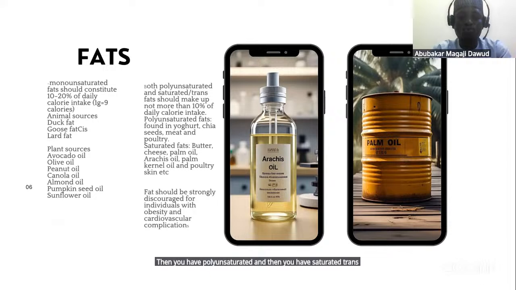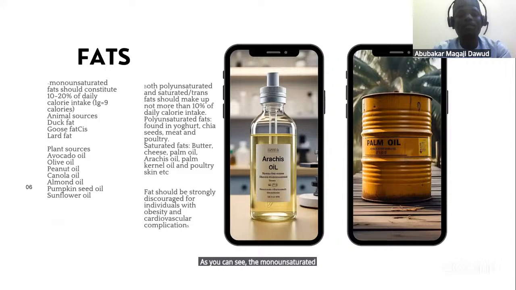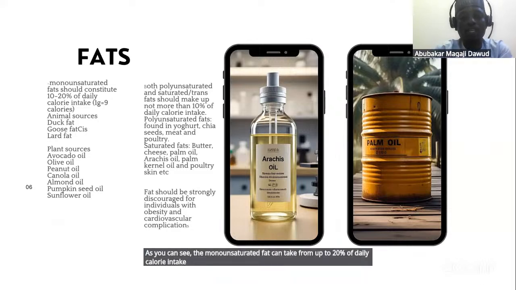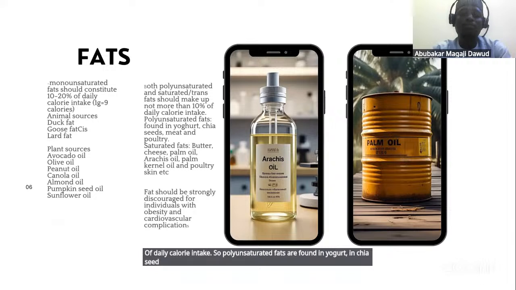And these two combined should not be more than 10% of the daily calorie intake of a diabetic patient. As you can see, the monounsaturated fat can take up to 20% of daily calorie intake, but polyunsaturated and saturated trans fats should not be more than 10% of daily calorie intake. So polyunsaturated fats are found in yogurt, in chia seeds, in meat, and in poultry.